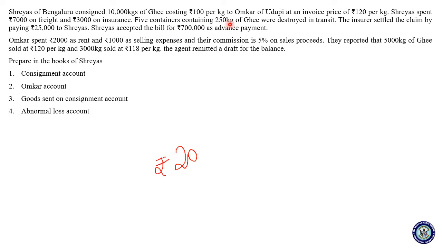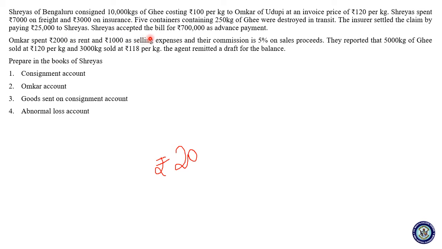5 containers containing 250 kgs. See here, the information is given in kg, so the container is not necessary for us. 250 kg of ghee destroyed in transit. Destroyed in transit means it is the abnormal loss. In transit means the consignor has to bear the loss. The insurer settled the claim by paying 25,000 to Shreyas. So the insurance company paid only 25,000. So you have to calculate the total abnormal loss. This 25,000 figure you have to take to the abnormal loss account.